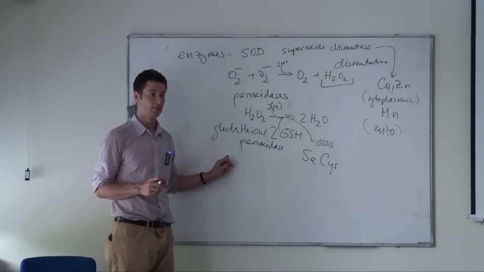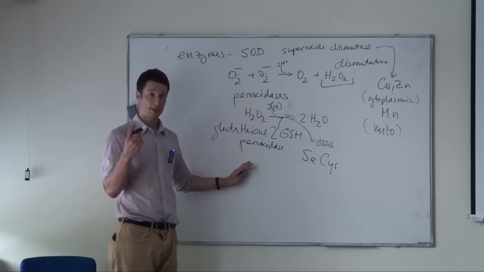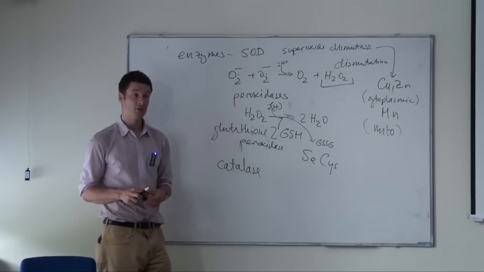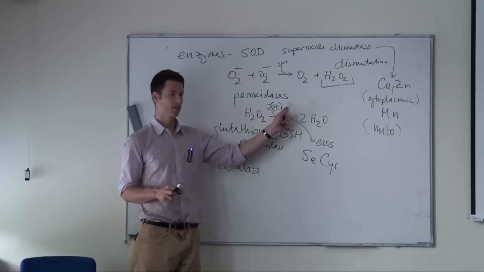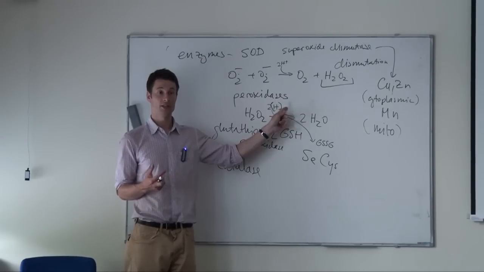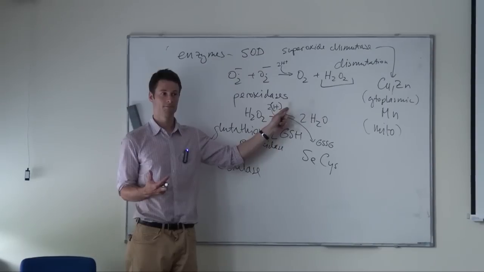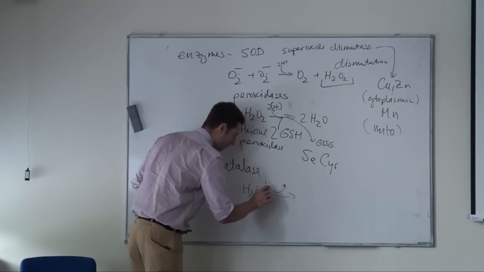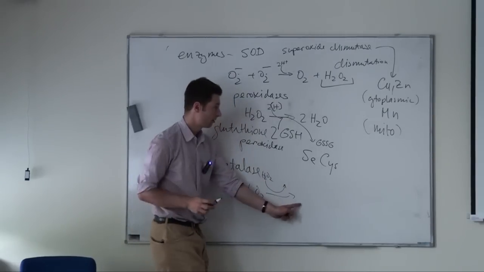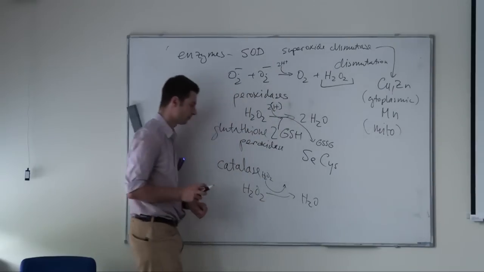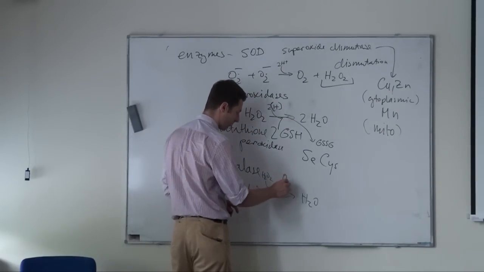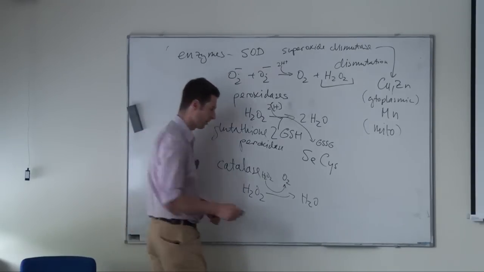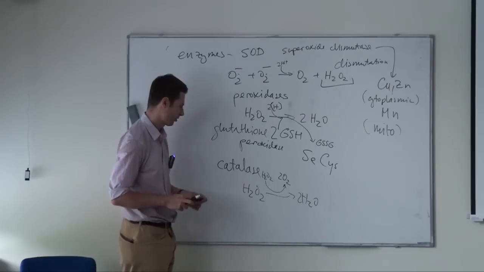Okay, that's glutathione peroxidase. But Rahib, you mentioned another important peroxidase called catalase. And catalase is very interesting because as the donor of electrons, it uses another molecule of hydrogen peroxide. So it takes hydrogen peroxide, it reduces it to water, but this hydrogen peroxide becomes oxygen. Okay, there are obviously two waters, two oxygens. Is that right? Sorry, no, it's just one oxygen.